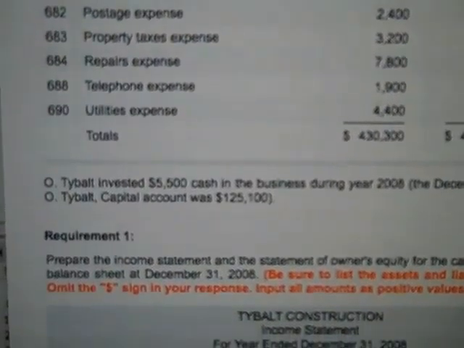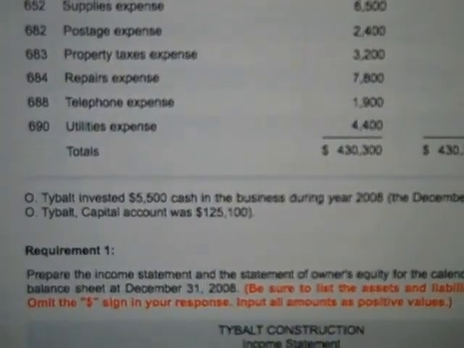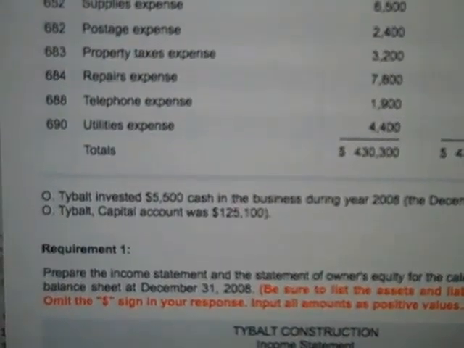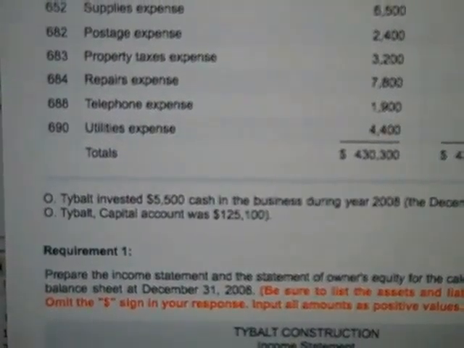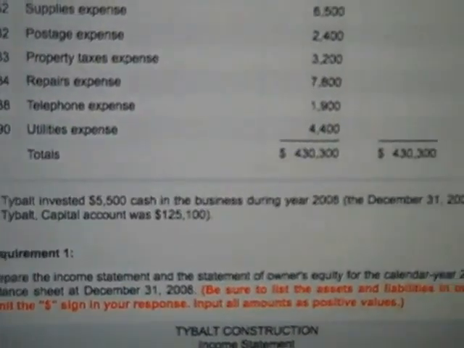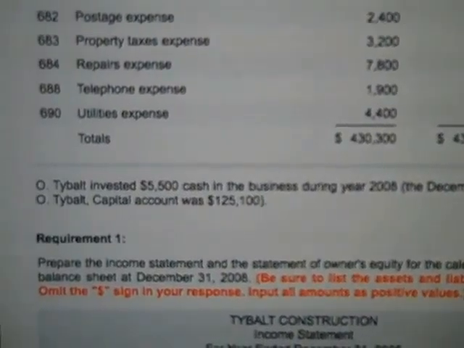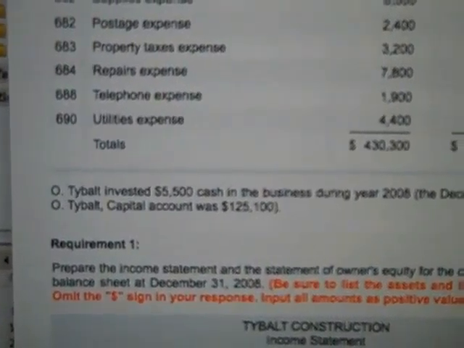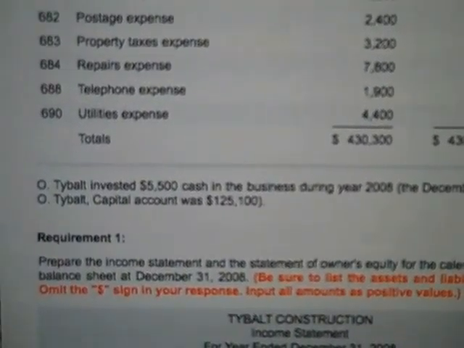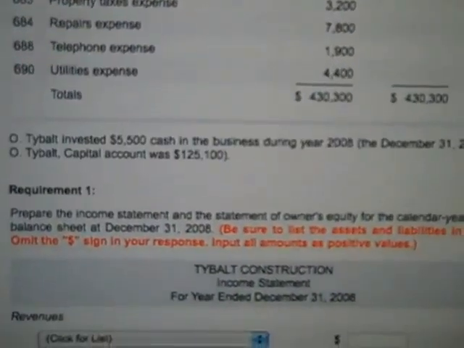So in this case, Tybalt invested $5,000 in cash in the business during the year 2008. Now remember, that's going to help you when you prepare your statement of owner's equity, which is part of this assignment. And you can also see that they're giving you the credit balance for December 31st of 2007 in this problem, and that means that's sort of your beginning balance for 2008. So now let's take a look at what you're asked to do.